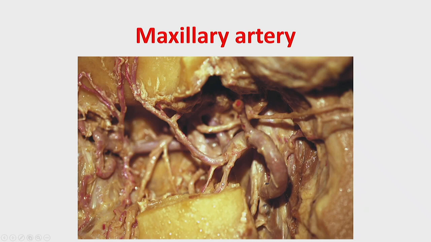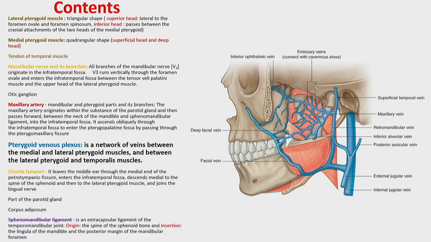And here is very nice. You can see the mandibular foramen and the mandibular canal. This is the inferior alveolar artery, and those are the continuation of the maxillary artery until it reaches the pterygopalatine fossa.